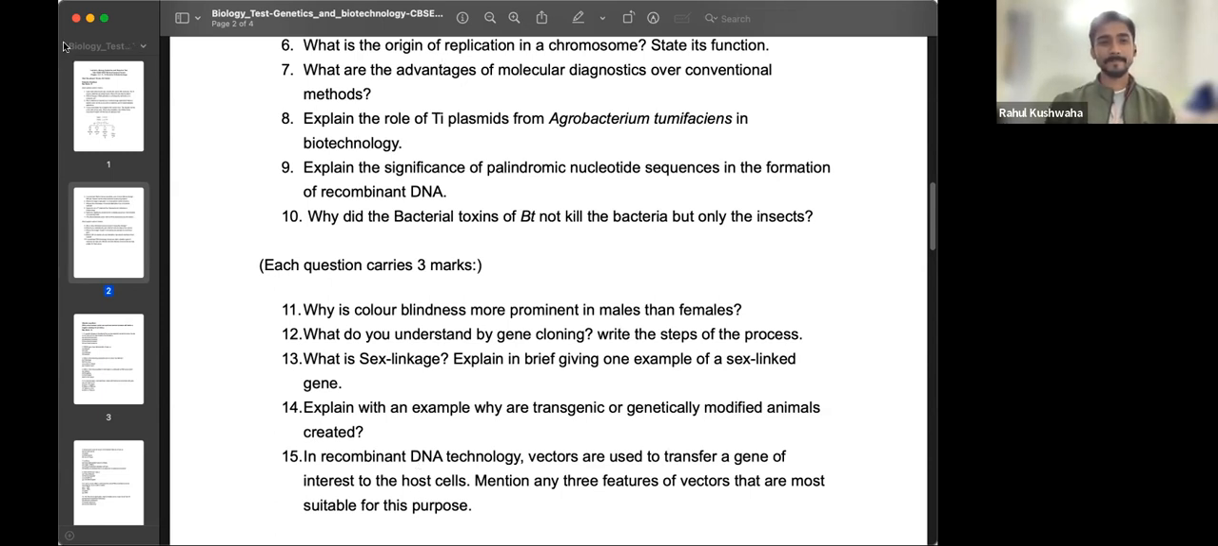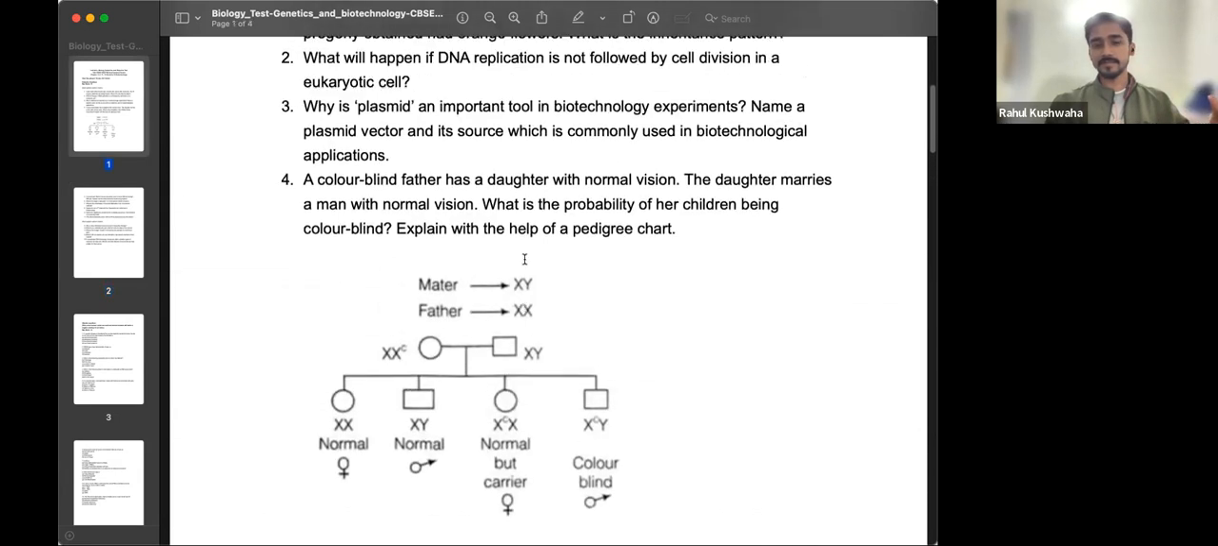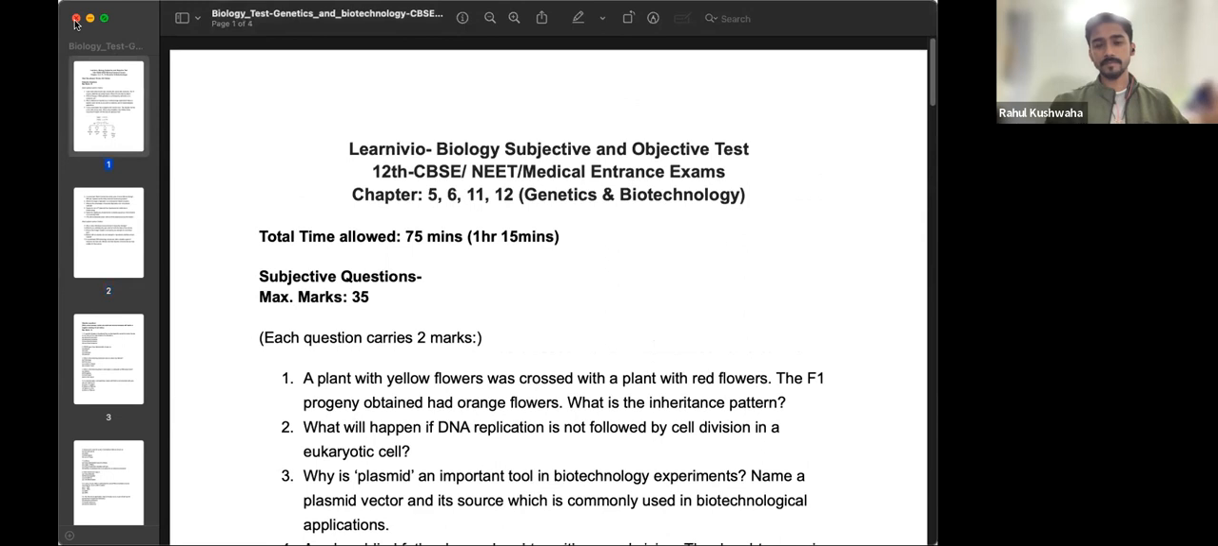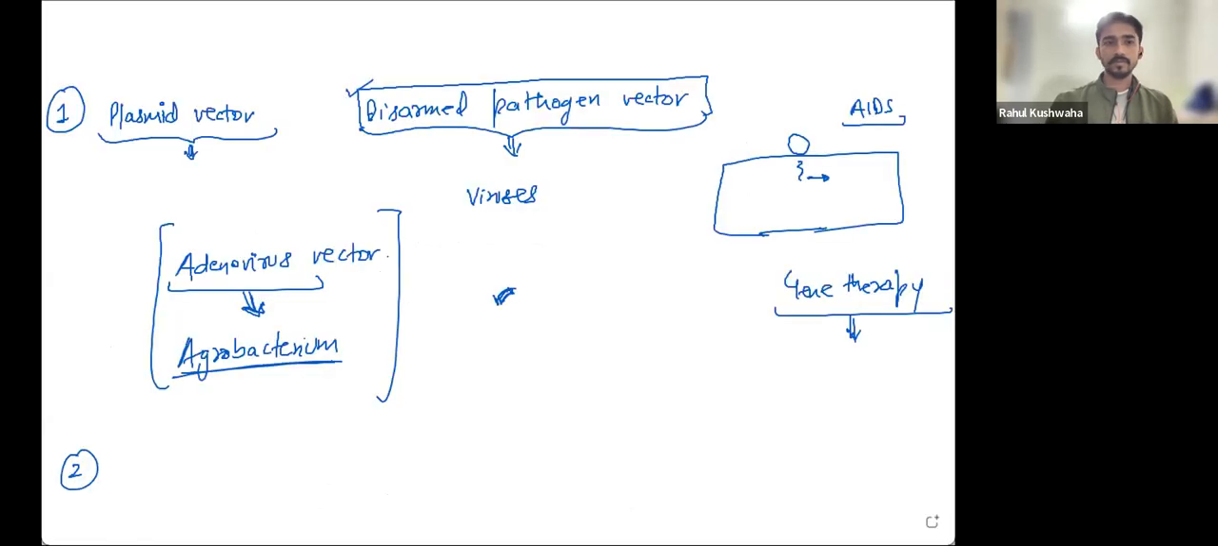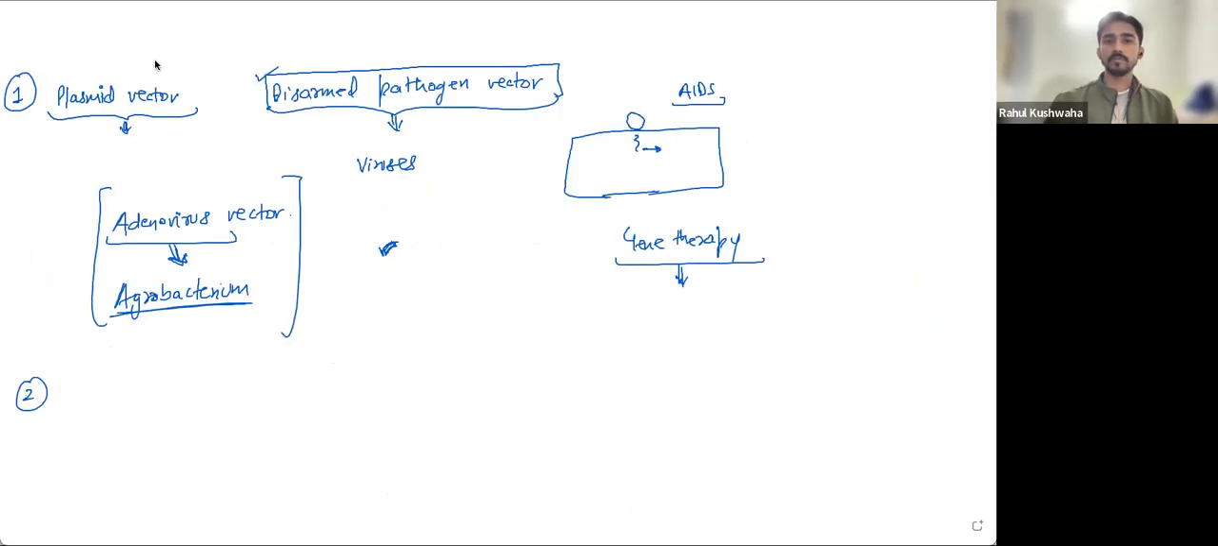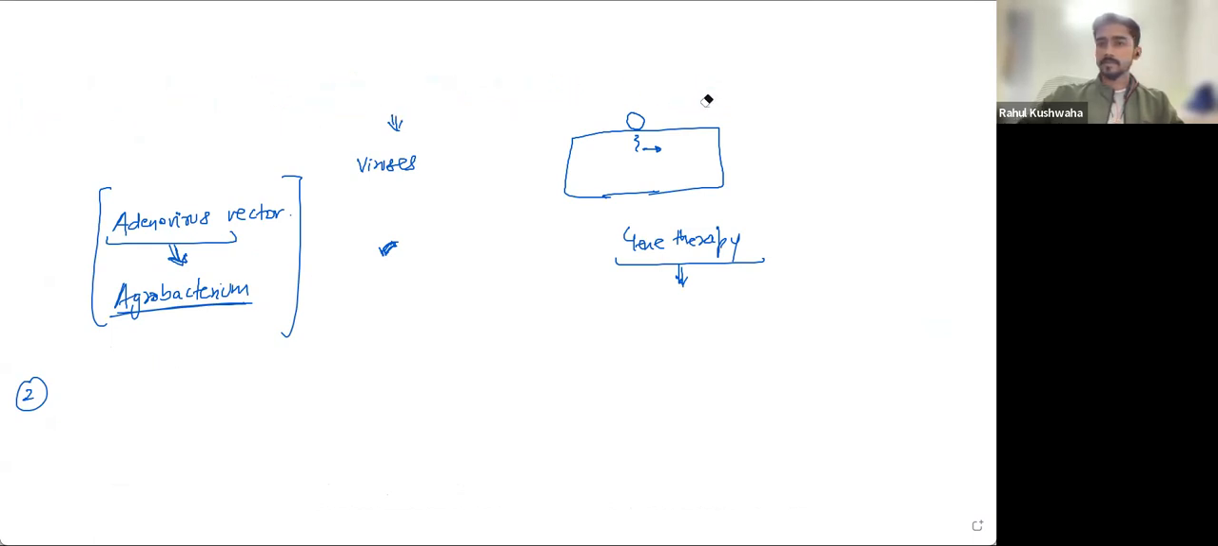Okay, sir. Does anyone have any other doubts from the paper or in general? If not, then let me go back to sharing the whiteboard. Oh, what's happening? Why is it not sharing? Okay, it's shared. Can you all see the whiteboard, everyone? Yes, sir.